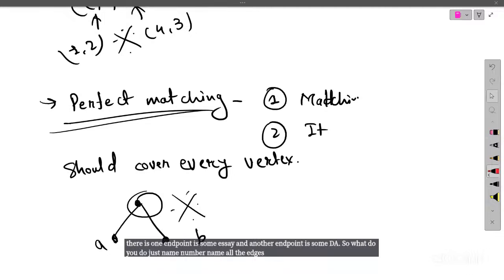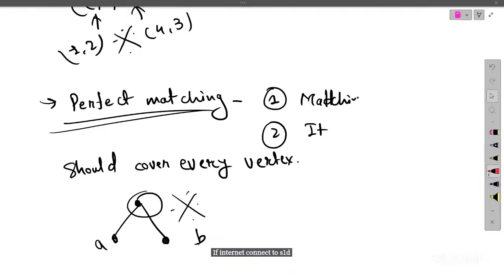So that means if an edge connects S1 D1, name that edge E1. If an edge connects S1 D2, name that edge E2, and so on, right? And considering those edges, now find out the matching. So if you find out the matching, for every matching there will be two pairs, right?